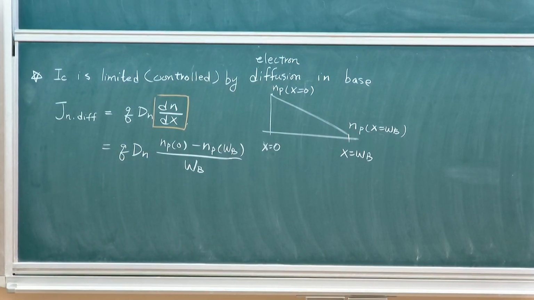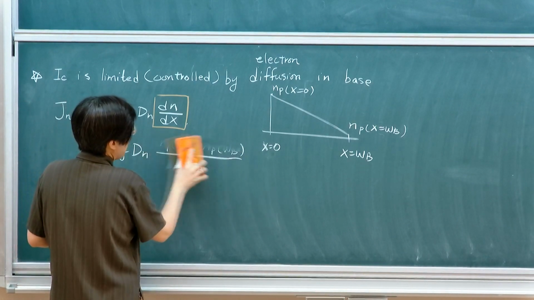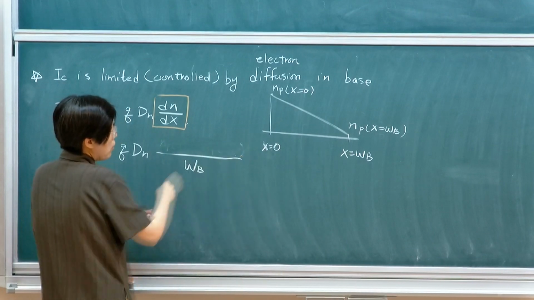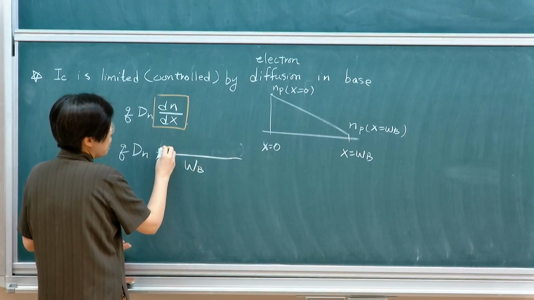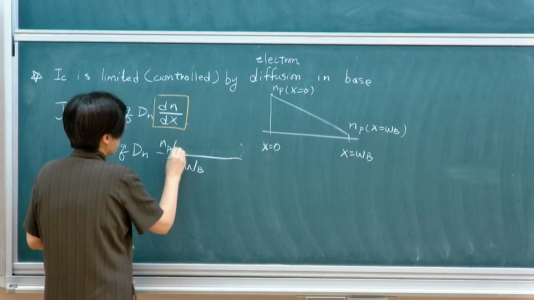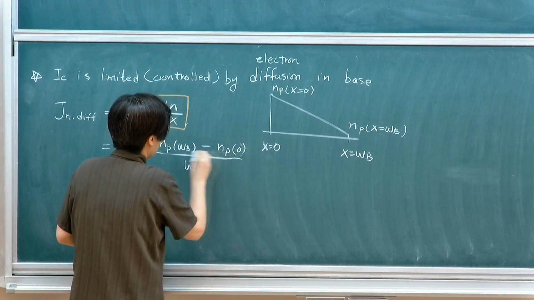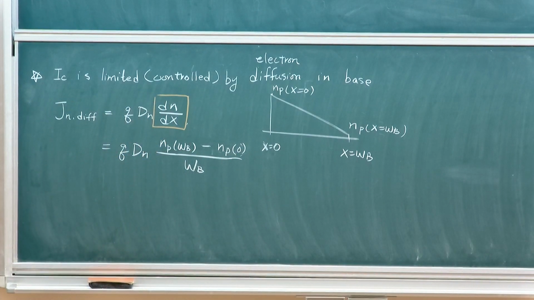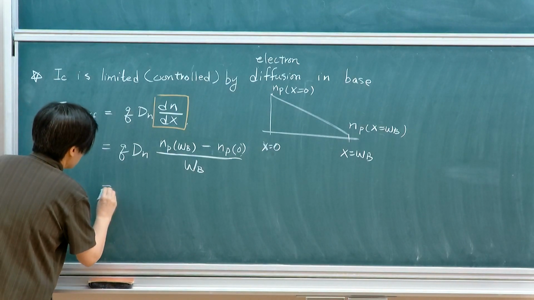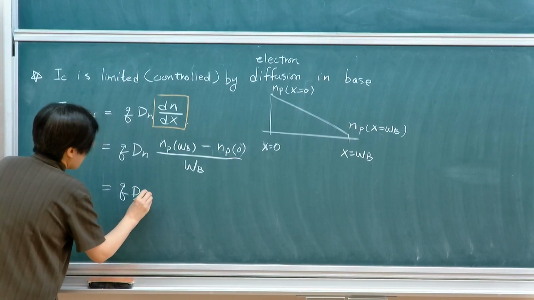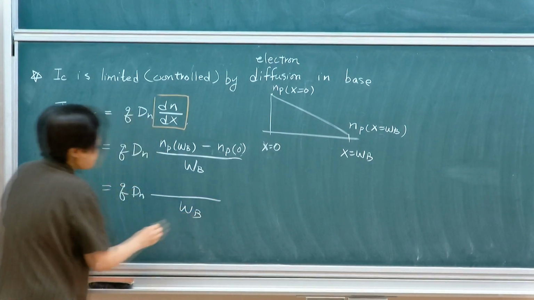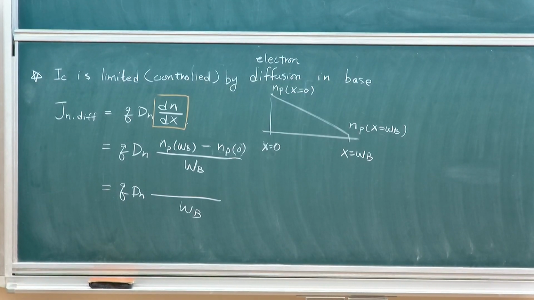Okay? So we already know, sorry, I'm going in the wrong direction. There's a minus sign, so I should start with NP(WB), following the slope. So NP at WB minus NP at 0, divided by WB, that's the slope. This is the definition of the gradient, dn/dx. Assuming that it's a constant, therefore, we're going to continue. This is Q Dn, over WB. Remember, what is NP at WB?